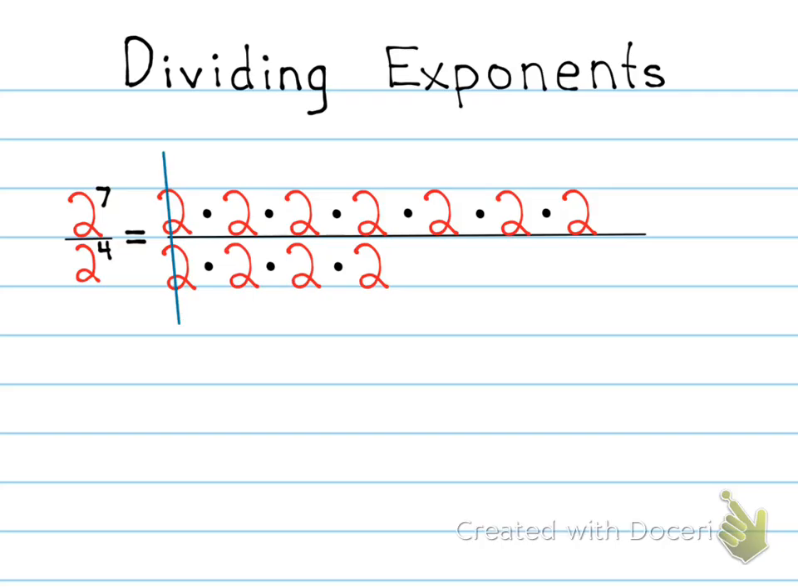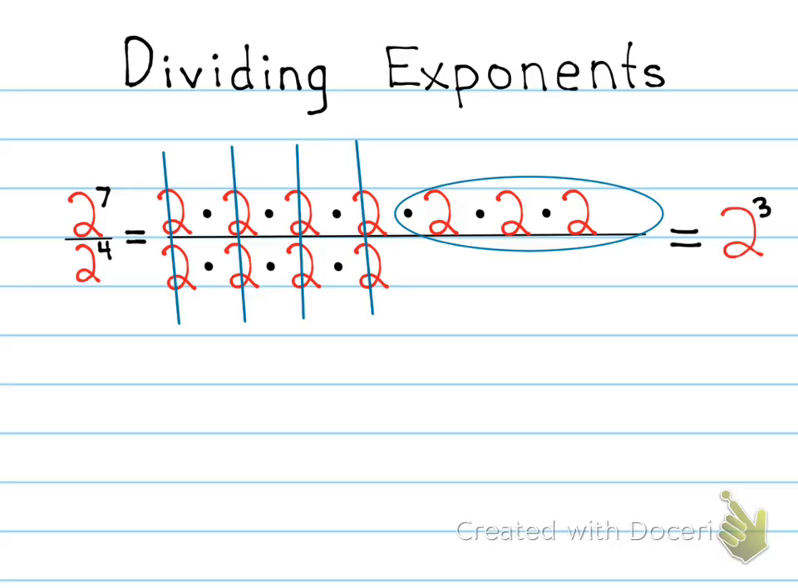2 divided by 2 is 1, and the same for each of the 4 pairs. And what I'm left with is my answer. I have 2 times itself 3 times. So if I take 2 to the 7th, divide by 2 to the 4th, I'm left with 2 to the 3rd power. This is the proof. This is the long way around it, but I think this is very helpful. Again, if you forget your rule, you can go through and do this, and it should give you the rule.